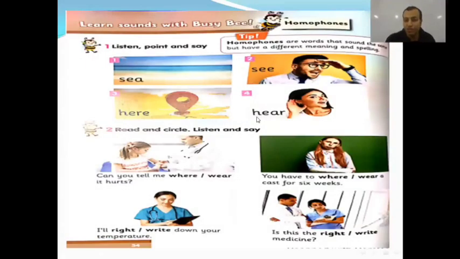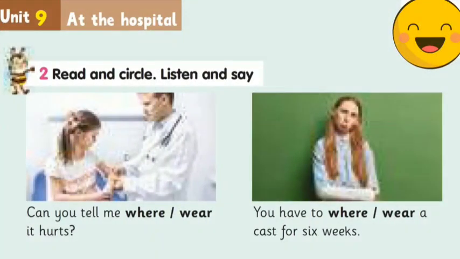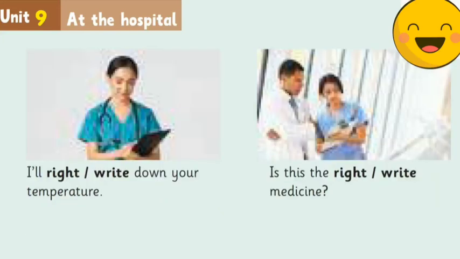What I want you to do here, number 2, is read and circle, then listen and say. I'm going to give you about 30 seconds. You ready? Okay, let's start.